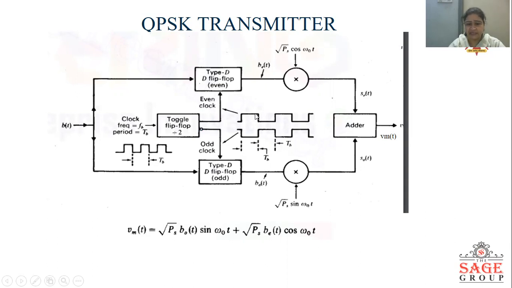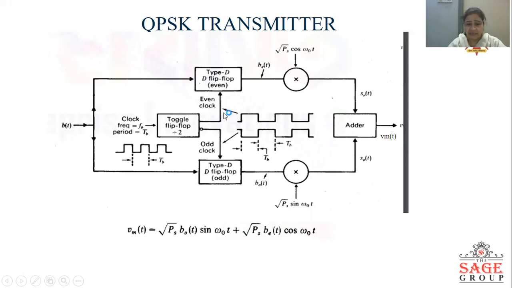So here we can see this is the even clock and this is the odd clock. And we can see that even and odd clocks are exactly complements of each other. Complement means when the even clock is high, the odd clock is low, and when the odd clock is high, the even clock is low. Now here, since the toggle flip-flop acts as a frequency divider, we can see that the time period of the even and odd clocks is now 2 TB. That means the frequency is now FB by 2.